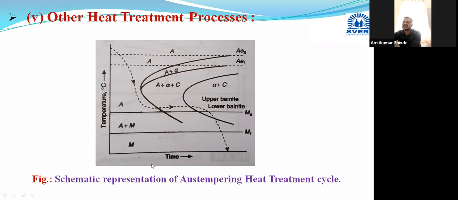Okay, now this is austempering. Here again, the first cycle is the heating cycle, heating the steel in the austenitic region and holding there for sufficient time to get homogeneous austenite and to obtain equalization of temperature.